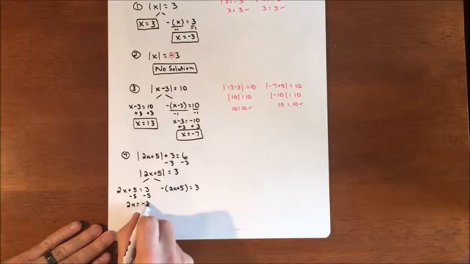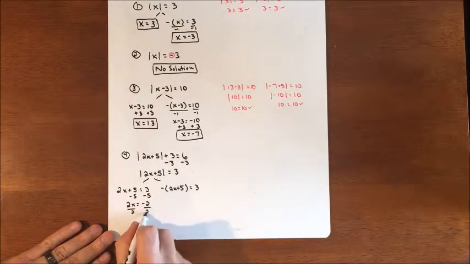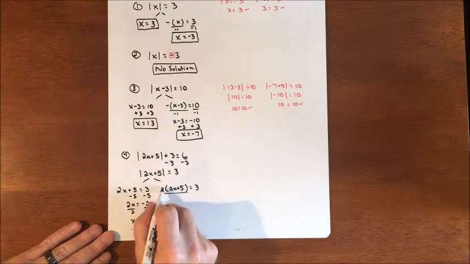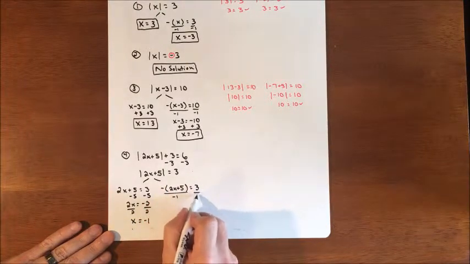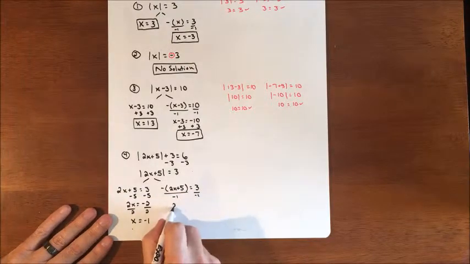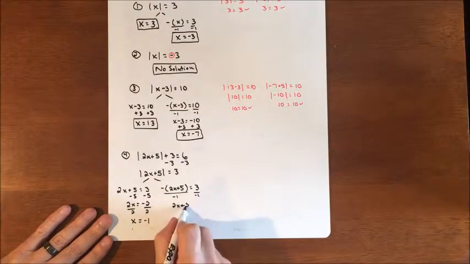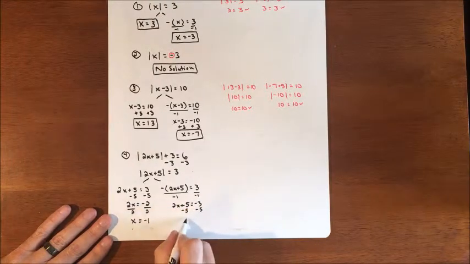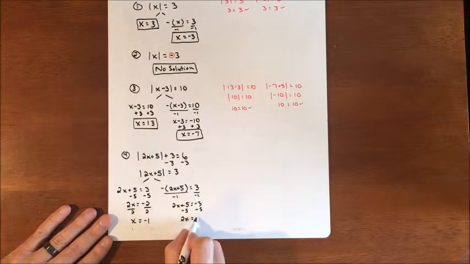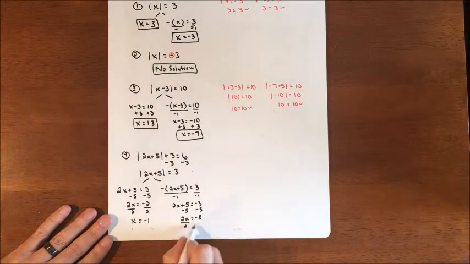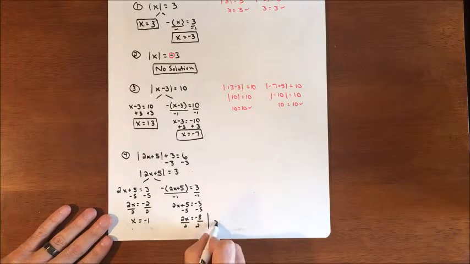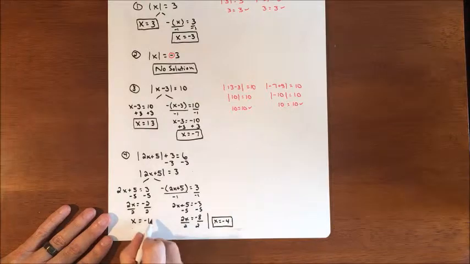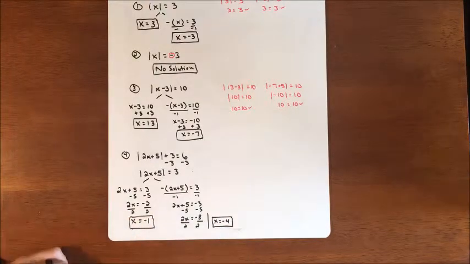2x is going to equal negative 2. Divide by 2. X is going to equal negative 1. This one, again, you could distribute if you'd like. I'll just divide the negative over to the other side. So 2x plus 5 equals negative 3. Subtract 5. 2x is going to equal negative 8. Divide by 2. And we get x is equal to negative 4. So we believe that those are our two solutions.